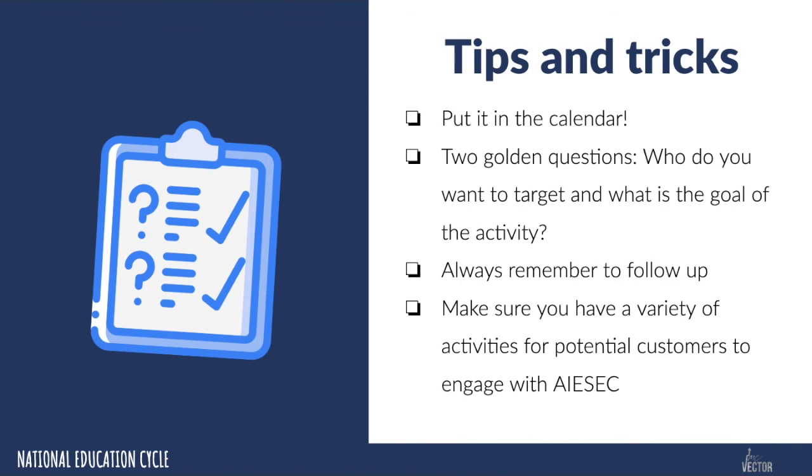Always remember to follow up. Always remember to make sure people have the information that was promised to them in the events, and make sure you have a variety of offline activities for potential customers to engage with AIESEC in some way. I mentioned before combining, for example, info stands and lecture bashes. Having an info stand right outside a lecture where you had a lecture bash, that's a great opportunity to have this variety of examples of what to do in offline activities.